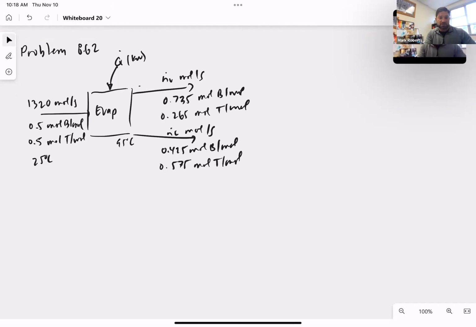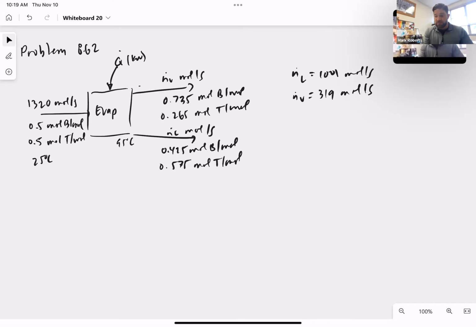The first thing that we can do is use our material balance to solve for NV and NL. We can do the total balance, which says 1320 equals NV plus NL, and then we can pick either the balance for benzene or toluene and solve that. If we do that, we will end up getting NL equals 1001 moles per second, and NV equals 319 moles per second. I'm not going to work through that; you can work through that as practice.